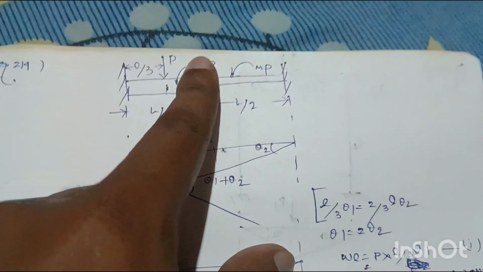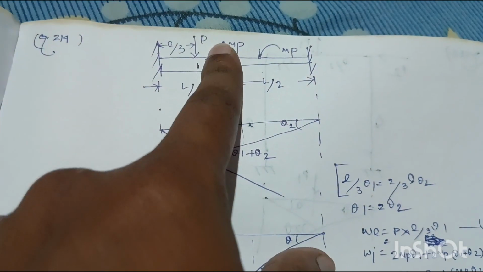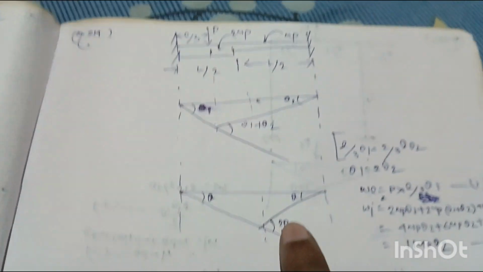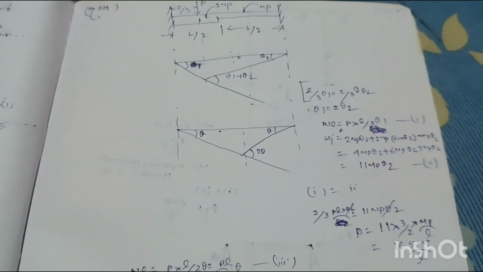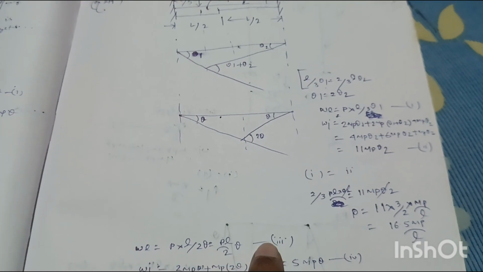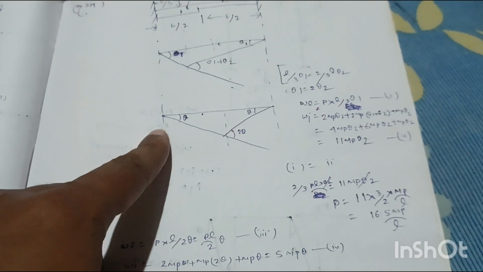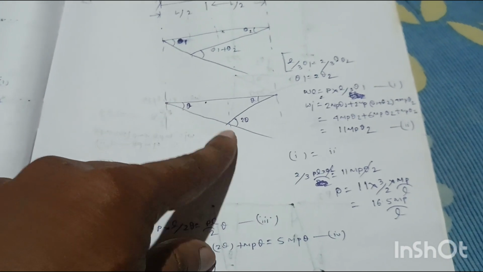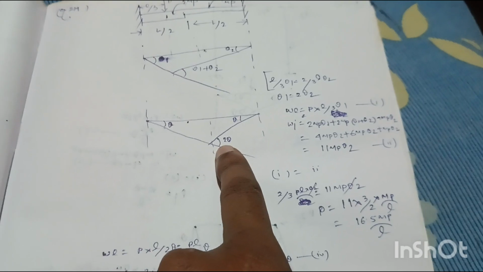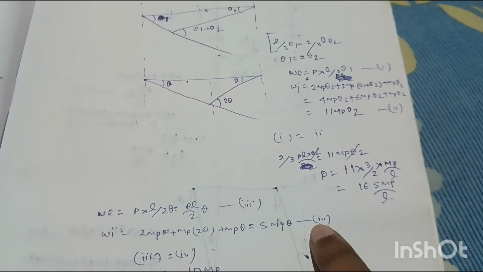Now when the section changes, under this, the plastic hinge will form at the middle. So the collapse diagram will be like this. If this angle is theta, this angle is theta, this angle will be 2 theta. So the external work done will be load into deflection L by 2 into theta. So PL by 2 into theta, that is equation number 3. And the internal work done will be moment into rotation: 2 MP theta plus 2 MP into... plus MP into 2 theta plus MP into theta. So 5 MP theta, that is equation number 4.